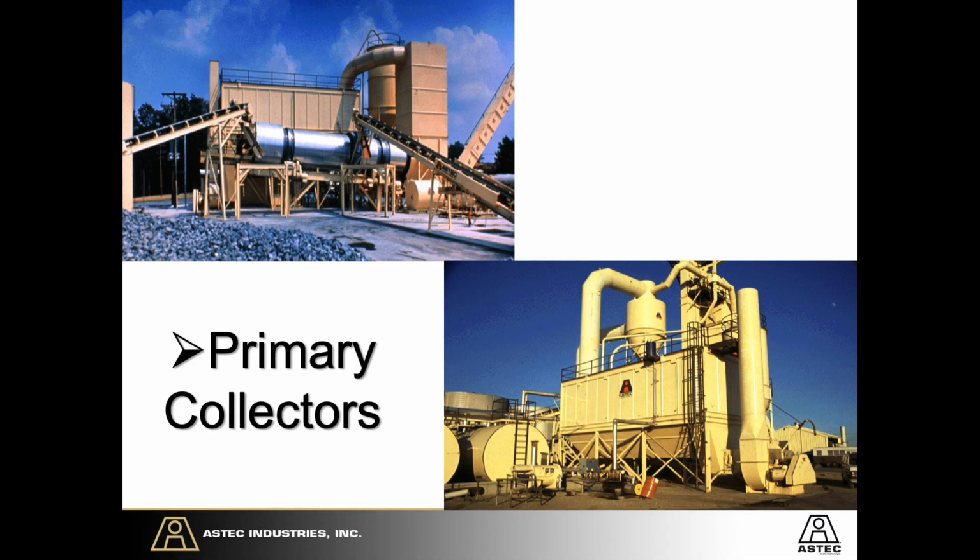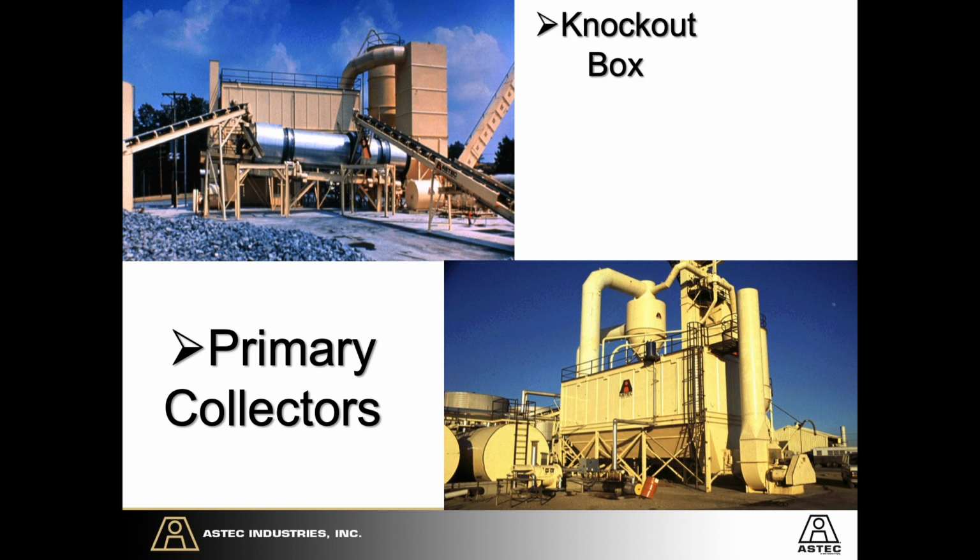Here's some views of some little older plants with some primary collectors. If you look up on the top, you got the knockout box, more of a conventional style. You can see that it's basically very high up in the air. The ductwork's up high, kind of hard to maintain and look at. Really changes the footprint of the plant.